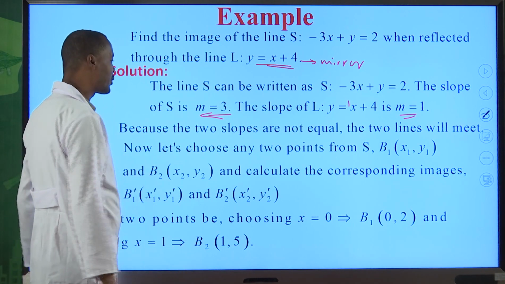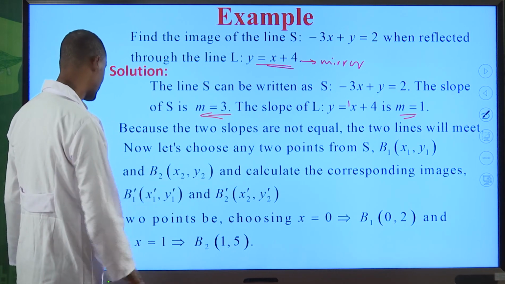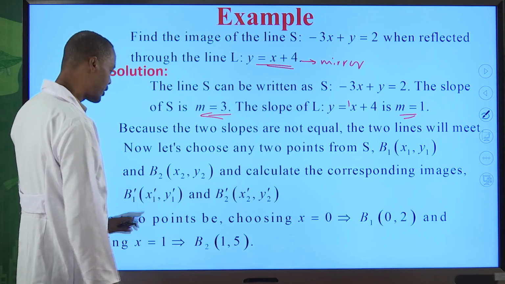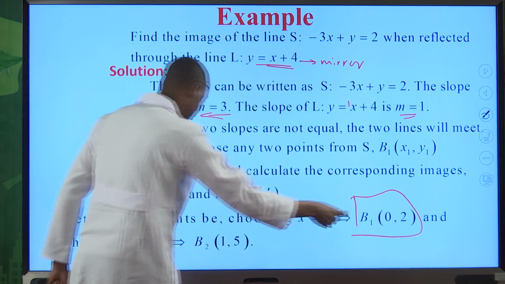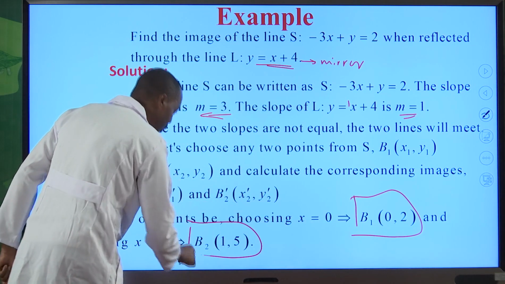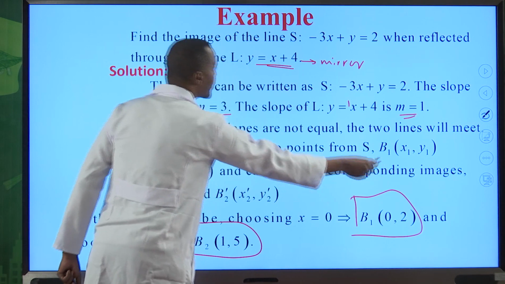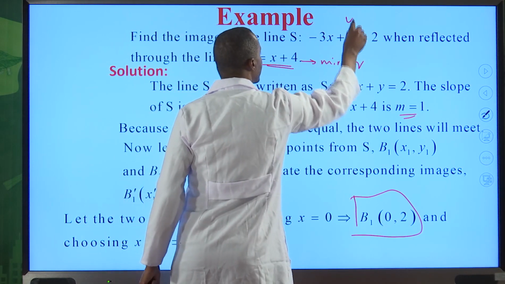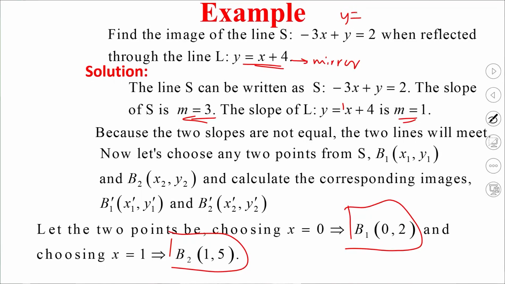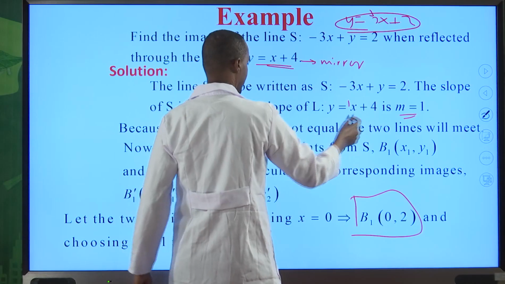Now let's choose any 2 points from S. One of those points could be B1 of 0, 2, and the other point could be 1, 5. By the way, this line can be written as y is equal to 3x plus 2. That is the way this can be written. That's why the slope is 3 already.